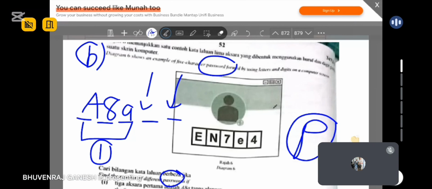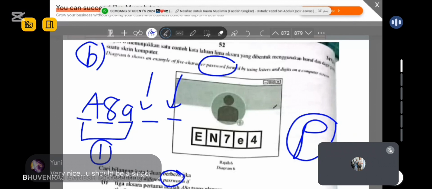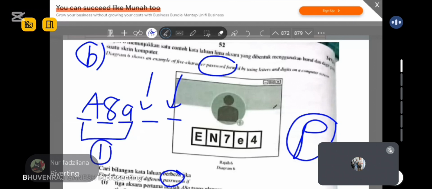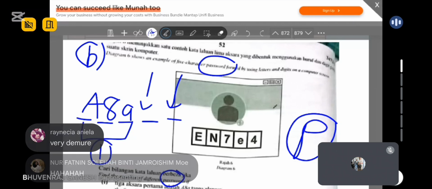26, guys. 26. Merdu tak guys saya nyanyi? Is it very nice to the ear? I sing A, B, C, D. Tak merdu. Sorry. Next time you record my voice, if I sing very nicely, then you can post somewhere. Saya tak boleh nyanyi yang ni. Lepas tu tertidur pula. Sorry guys, if I make anyone sleep. Very demure, right? Gen Z.